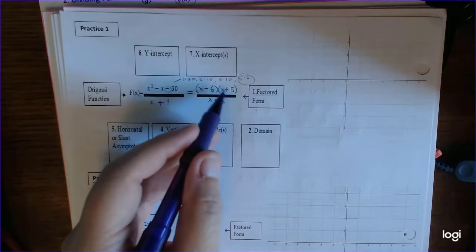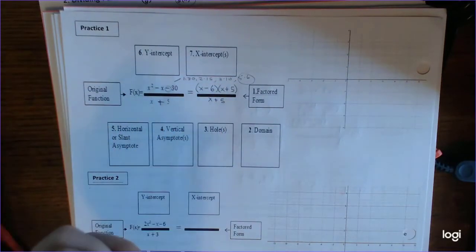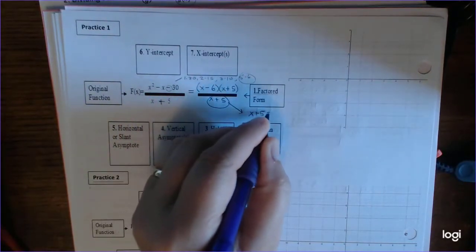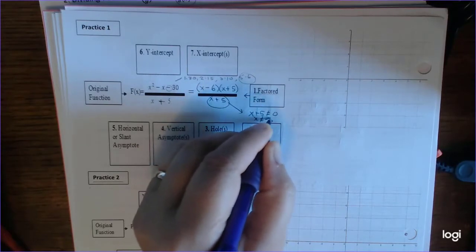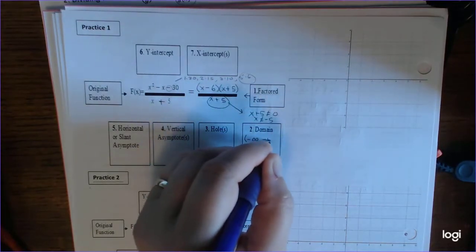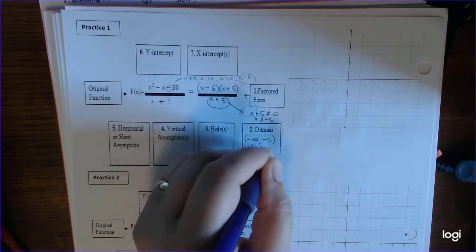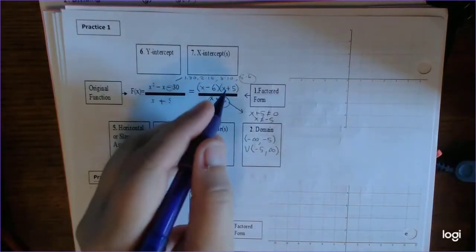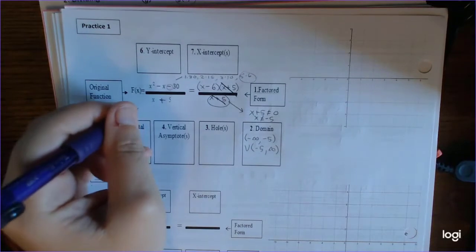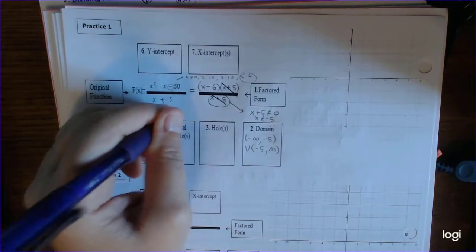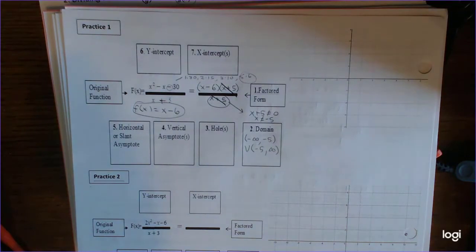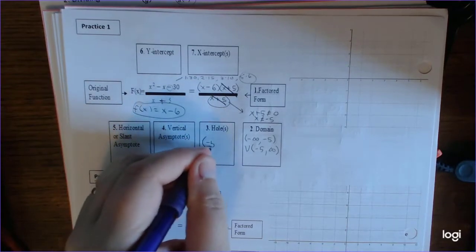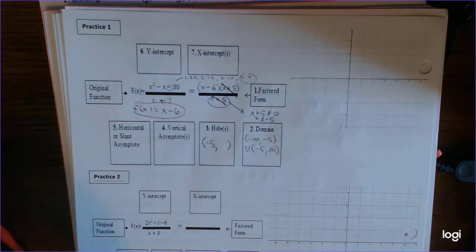Before you cancel, now you may get overzealous and think, oh, these cancel. Before you cancel, you have to find the domain. And the domain comes from the denominator. So set the denominator not equal to 0, and you get x cannot equal negative 5, which is going to show up in interval notation as negative infinity to negative 5 union negative 5 to infinity. Okay, now you look to see if you can cancel, and they cancel. So my reduced function is f of x equals x minus 6, but there is a hole. This restriction is going to show up as a hole at negative 5 something.